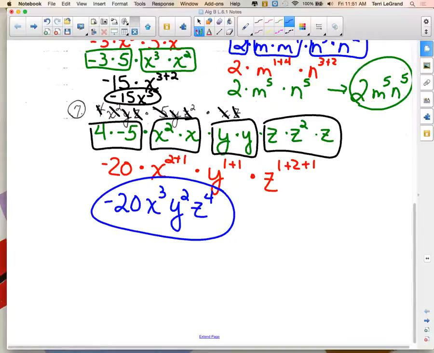Okay, so we agree with it. 2 plus 1 in the x's is x to the third power. 1 plus 1 in the y's is 2, y squared, and z to the 1 plus 2 plus 1. 1 plus 2 plus 1 is 4, isn't it? Okay, there's our simplified answer written as a power. Okay?